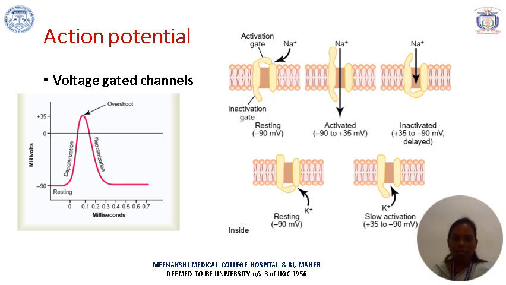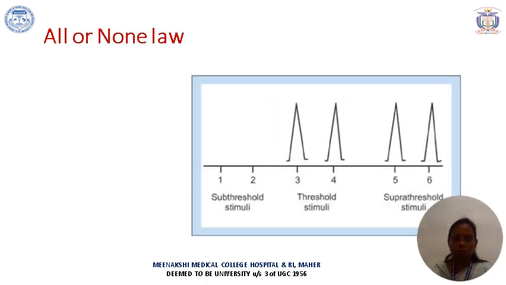When it has been reached, there is no more sodium entry. At the same time, the sodium channel is also getting inactivated, and the potassium channel is getting opened. So potassium efflux happens until it reaches minus 90 millivolt. Why minus 90 millivolt? Because the potassium equilibrium potential is minus 90 millivolt. So ionic movement happens until the particular equilibrium potential is reached. So that finishes the action potential.